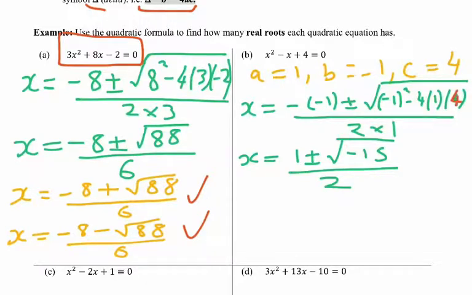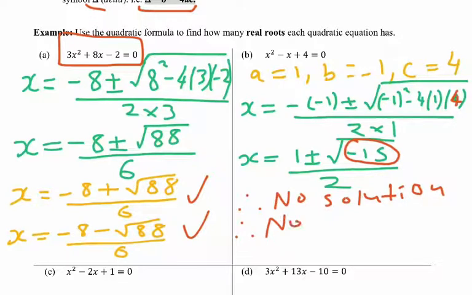Now, you can see here we've got a negative 15 inside the square root. You cannot find the square root of a negative number using the real number system. So we say, therefore, there is no solution to the equation. Now what does that mean? Therefore, no real roots.